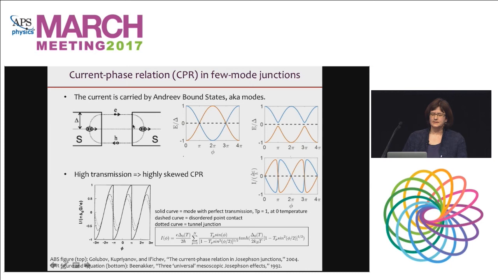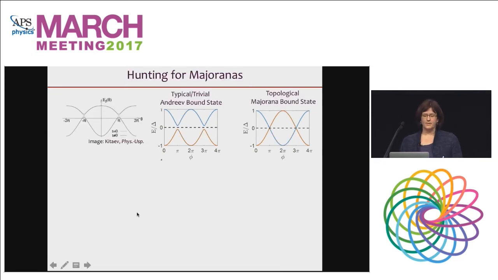Before I leave this slide, I should also mention that when you have multiple Andreev bound states, the current that you carry is determined by a sum over the different Andreev bound states. So now, let's suppose we want to hunt for Majoranas. This is a figure from Kitaev's paper that shows that this level crossing, which is an avoided level crossing in a trivial superconductor, can become a level crossing that's protected by fermion parity in a topological superconductor.